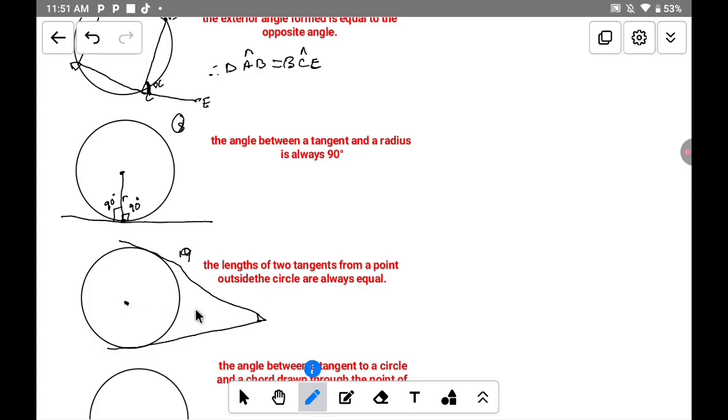Okay, this is the center of the circle. So it means that's what we have here now. Let's have another line that is divided into two and touches any point of the circle. So the line here is equal to this line here, and the angle that forms here is also equal to the angle that we have here.